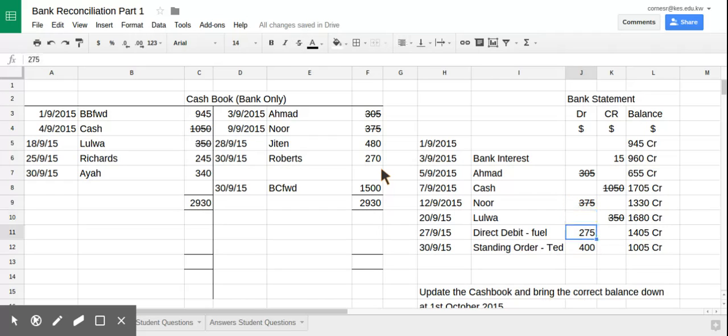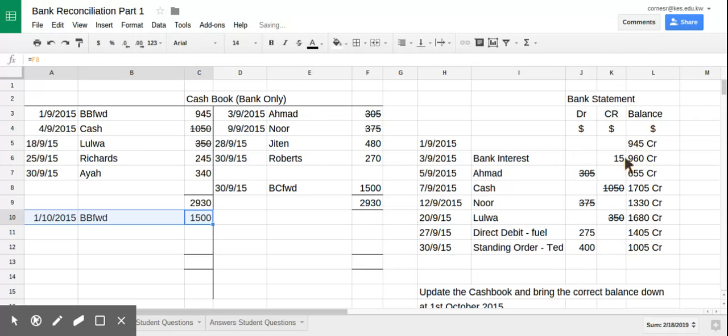Right, this part, updating the cash book, what we need to do is take these transactions for which the bank statements are source documents, and we need to enter them into the cash book and update it. So we can see here that the cash book was balanced off, and we thought that we had a balance carried forward of 1,500. So that means we thought we had $1,500 in the bank.